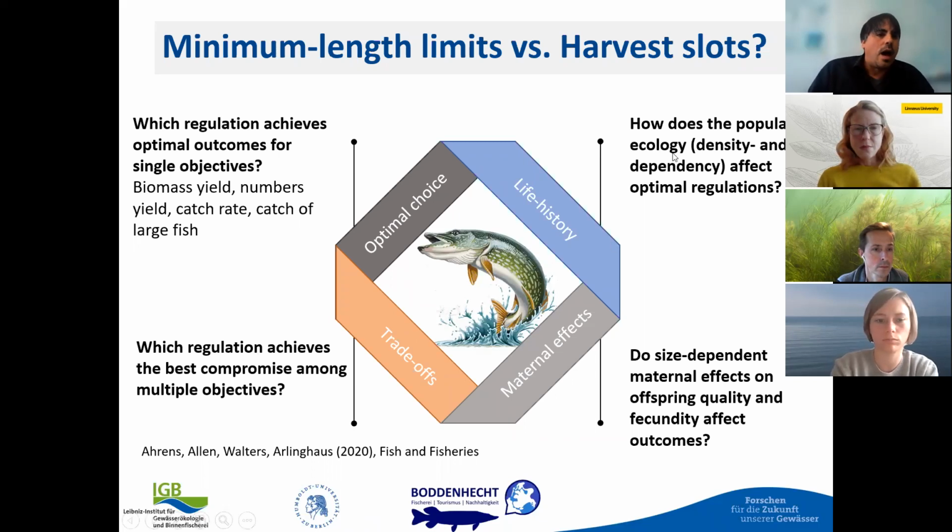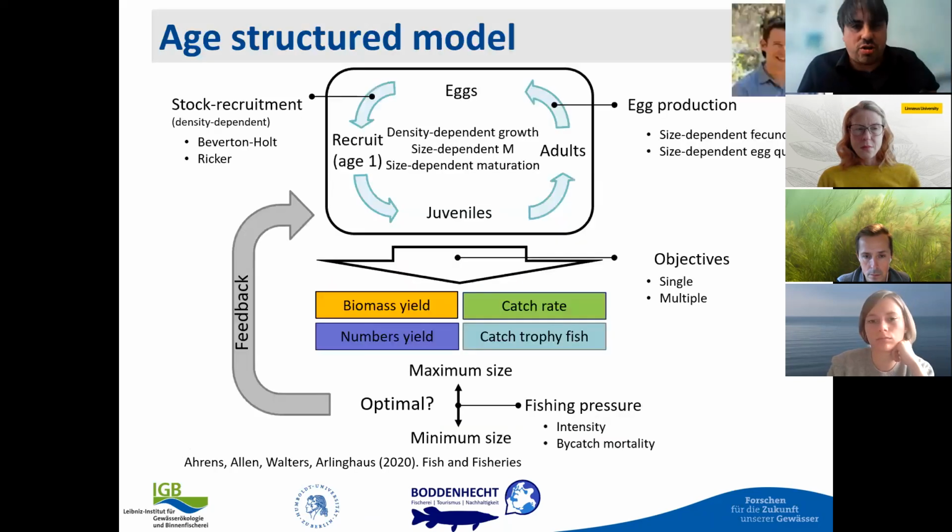And then we ask, how robust is this result to variation in population ecology? And fourthly, what is the systematic impact of size-dependent maternal effects, both on the egg number, which is the hyperallometry idea, but also on the egg quality, which is the second component of a maternal effect. Does the presence of size-dependent maternal effects change the optimal regulations?